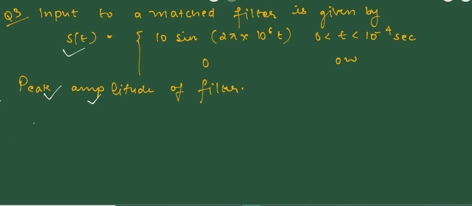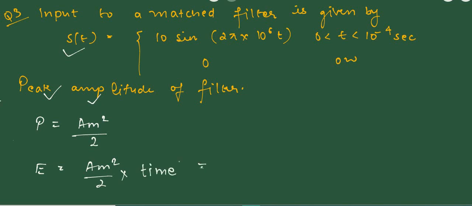We have a sinusoidal signal, so we know that power is equal to amplitude square by 2. So the energy will become amplitude square by 2 into the total time the signal was present. So amplitude square will be 100 divided by 2. The total time was 10 to the power minus 4. So this becomes 5 milliwatt.